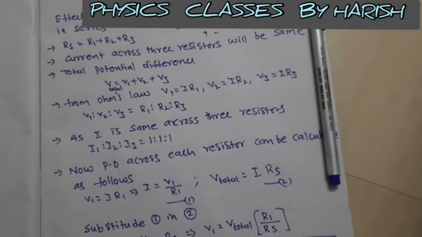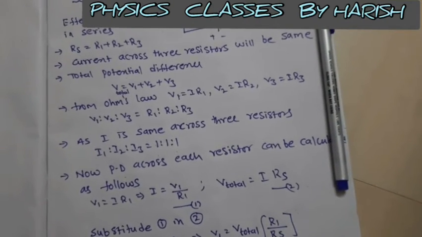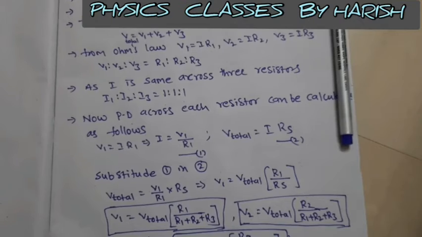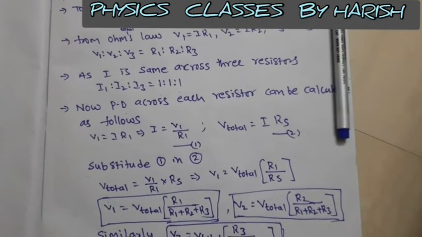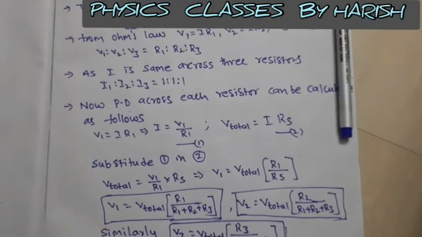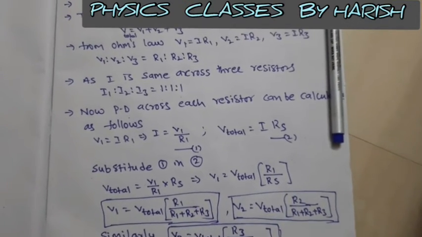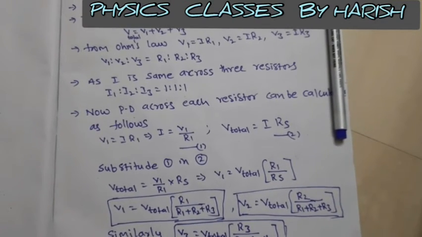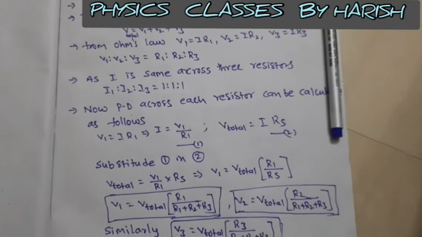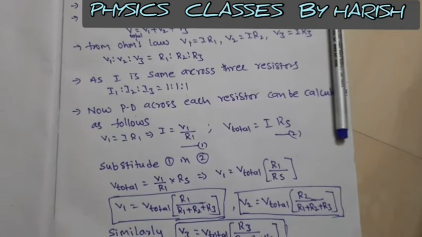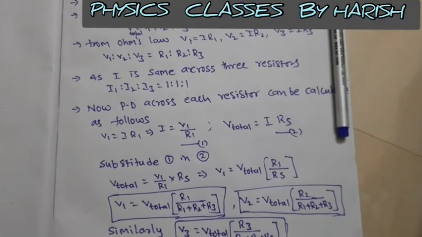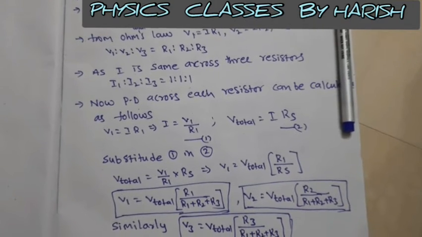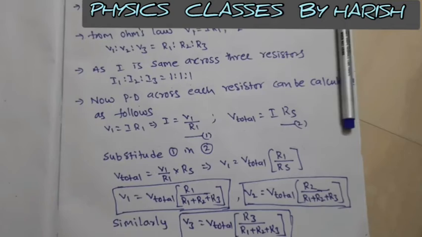And V total is equal to the total current in the circuit times the effective resistance Rs, that is equation 2. Now substitute equation 1 in 2. We'll get V total is equal to V1 divided by R1 into Rs, where Rs is the effective resistance in the series combination. From that we have to find V1, the potential difference across the resistor R1. V1 is equal to V total into R1 divided by Rs, that is V1 is equal to V total into R1 divided by the sum of the three resistors, R1 plus R2 plus R3.